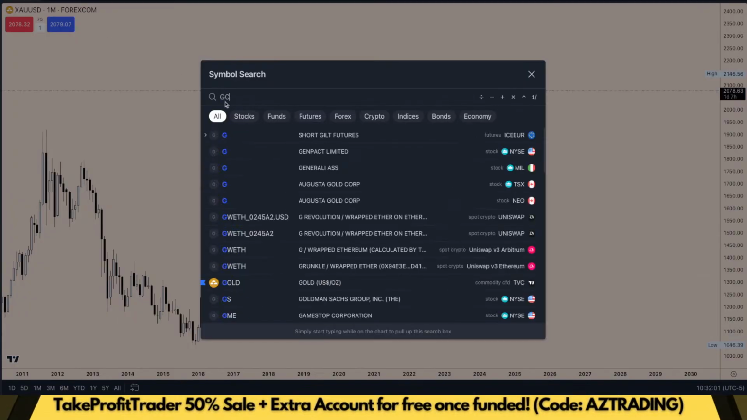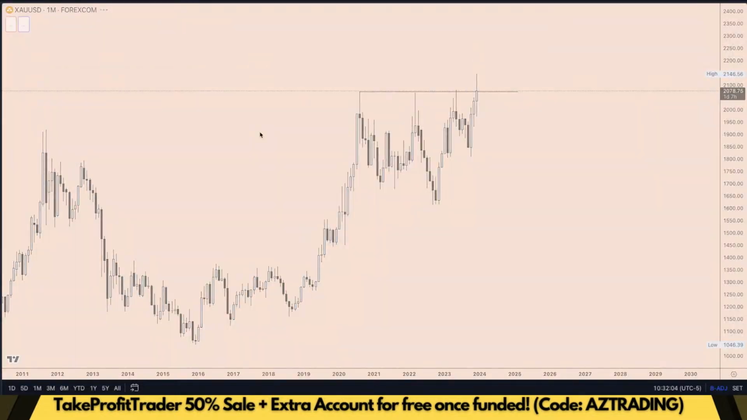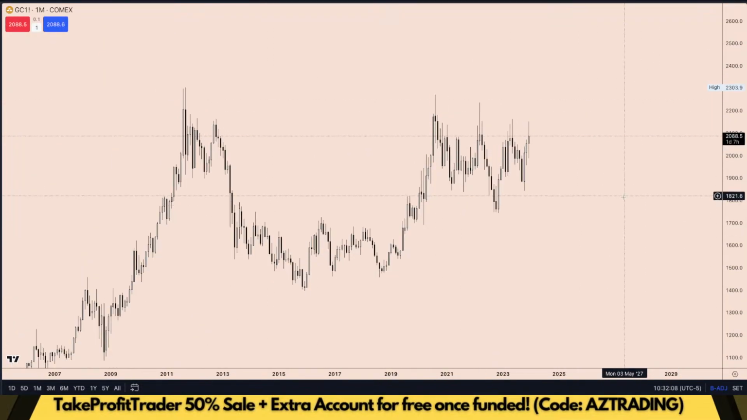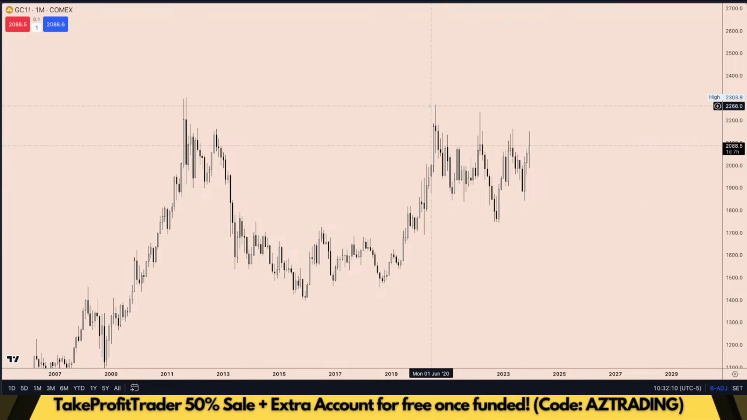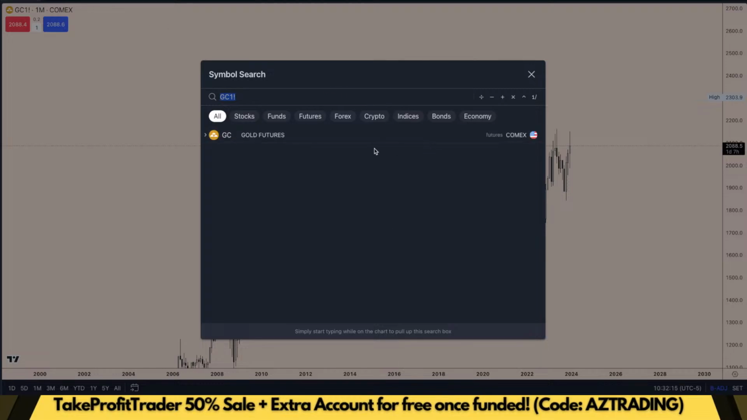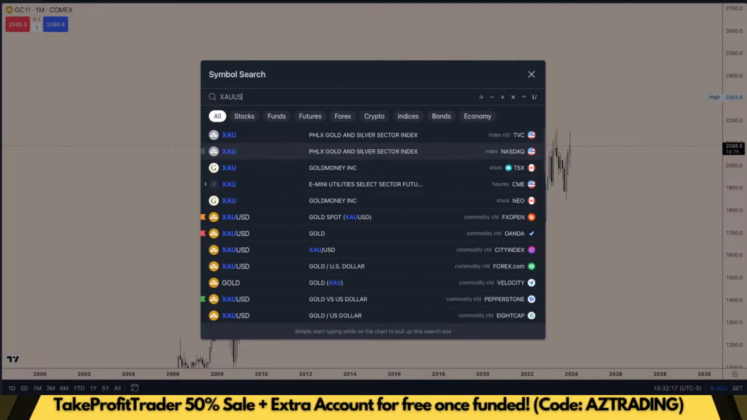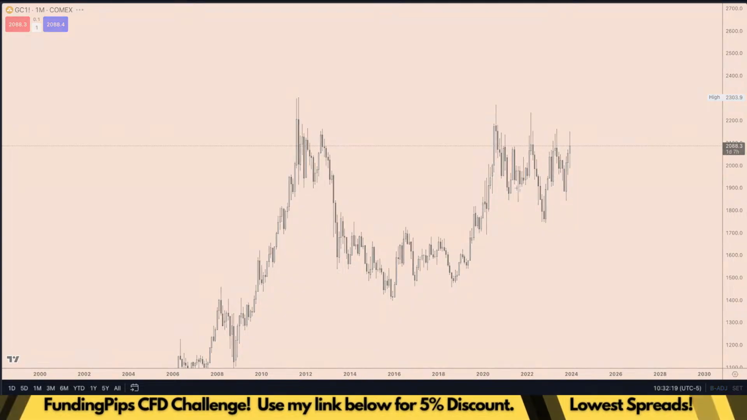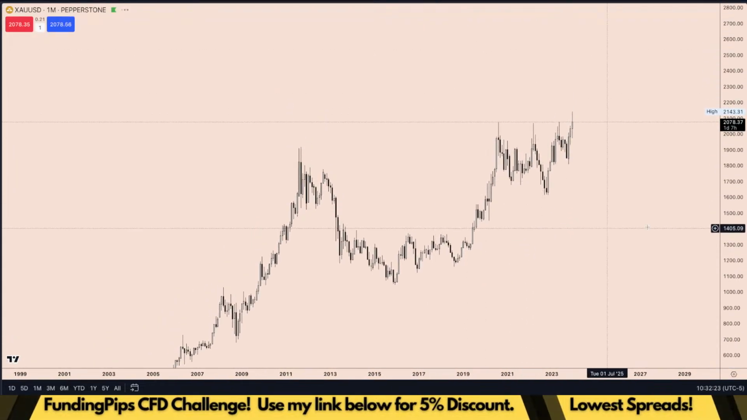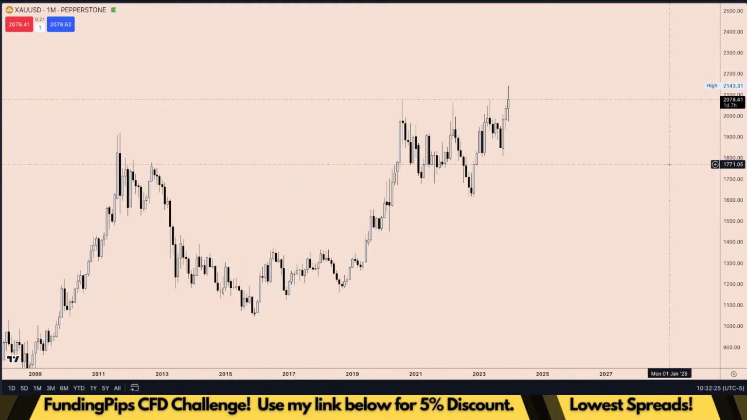Let's take a look at the futures contract actually. Alright, the futures contract is not at the all-time high yet. So there's a difference. Let's look at the Pepperstone chart. Yeah, the Pepperstone chart is already above that.